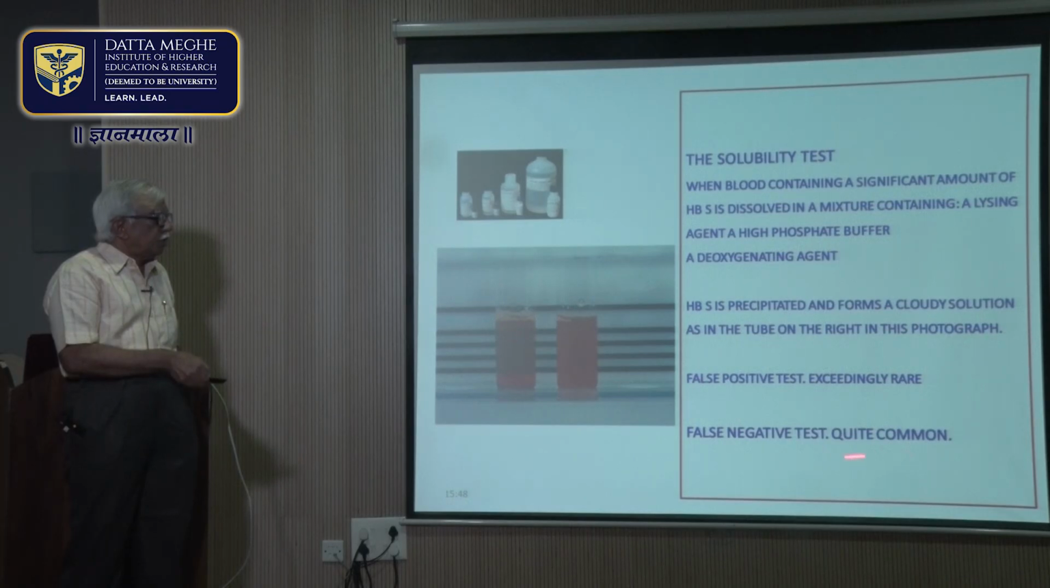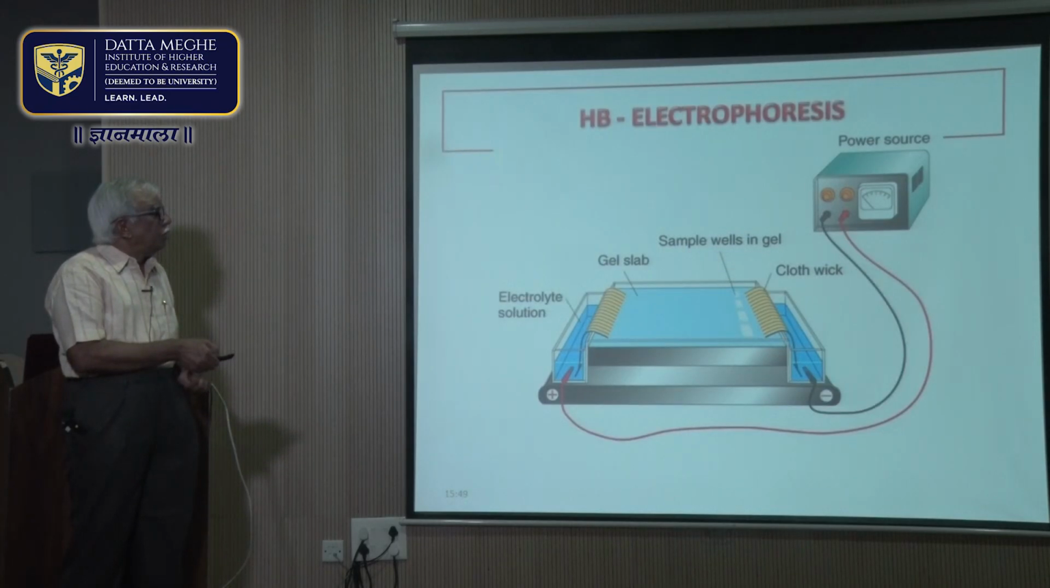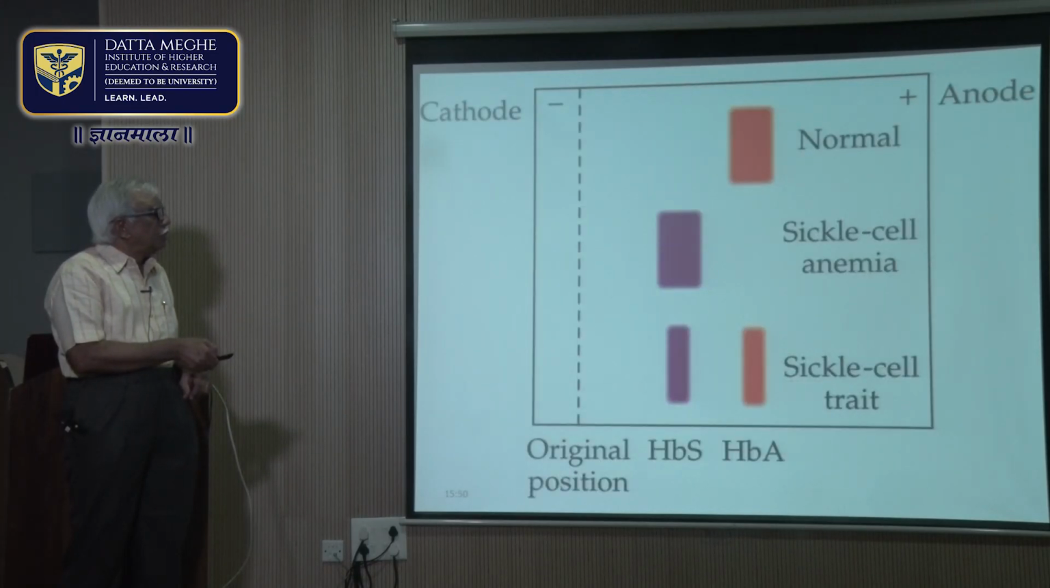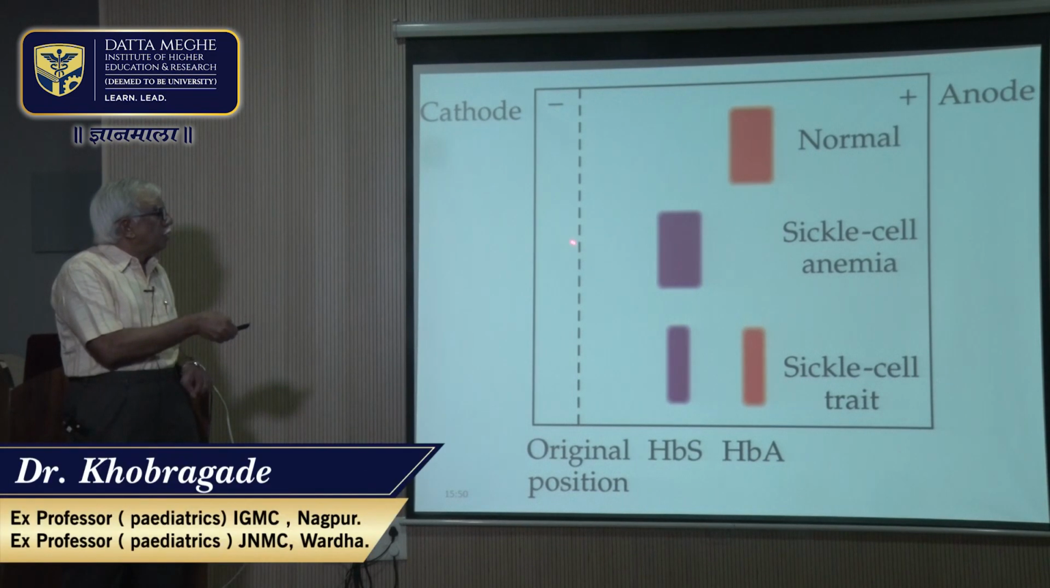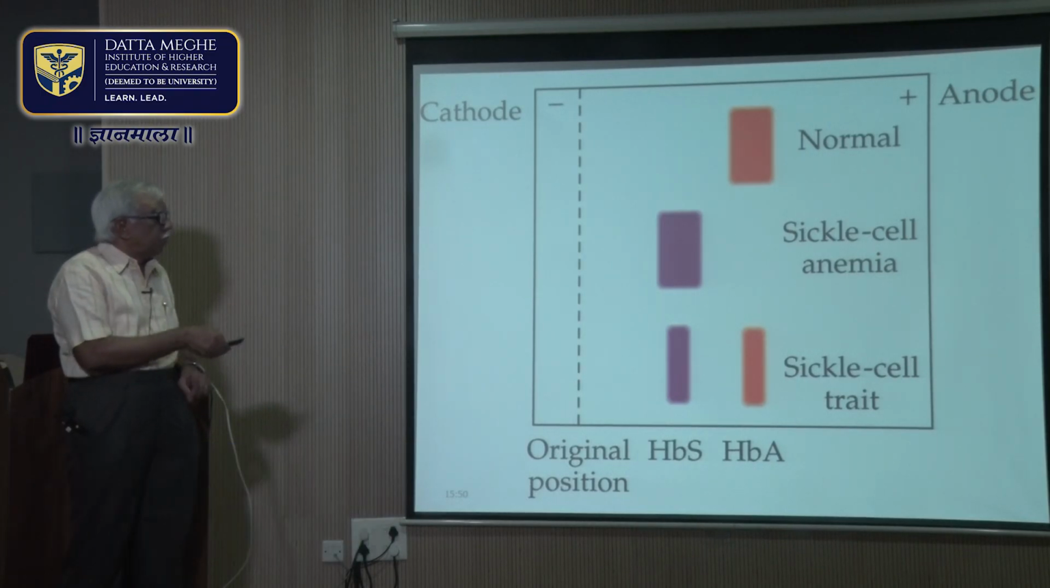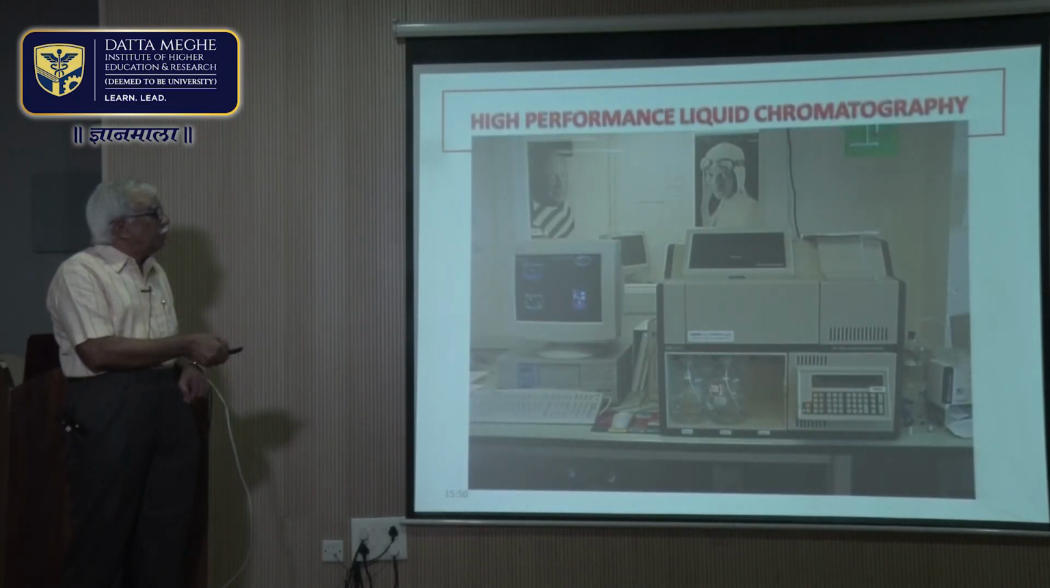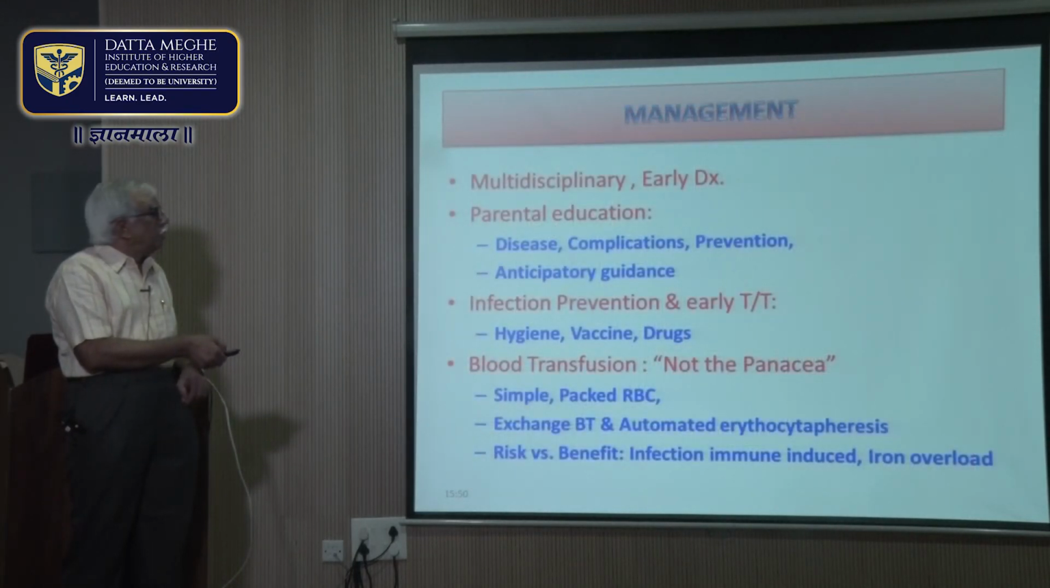False negative tests are sometimes quite common. This is about the electrophoresis. I will not go into details of it, but what is important is that sickle hemoglobin has a slow mobility, so it is detected quite closer to the point of start as compared to the normal one. Same thing is here, sickle cell. This is about HPLC.